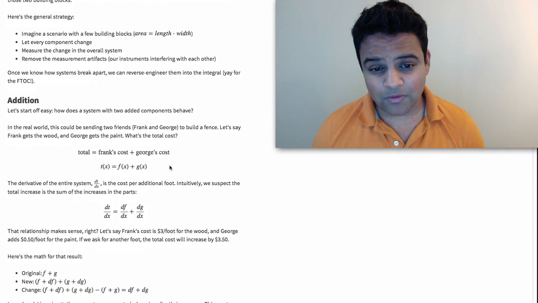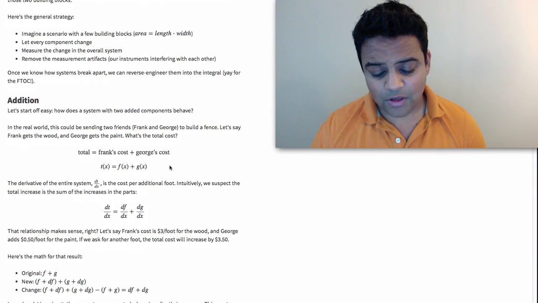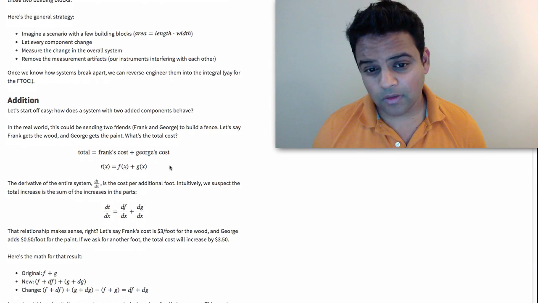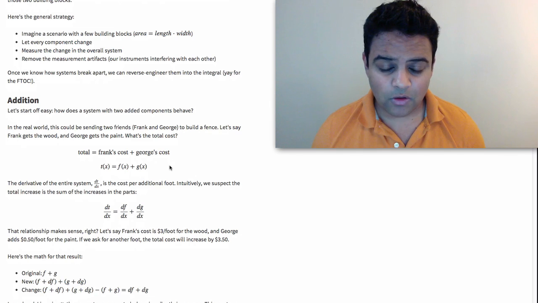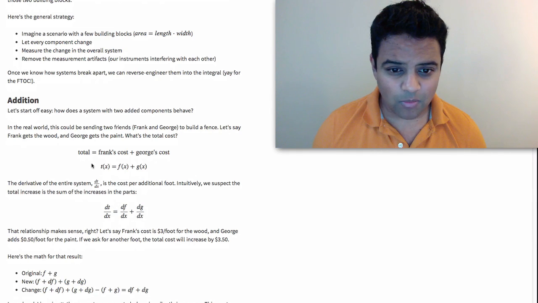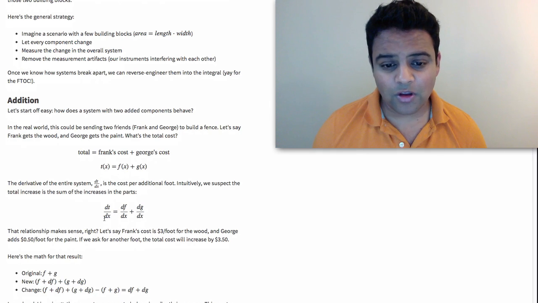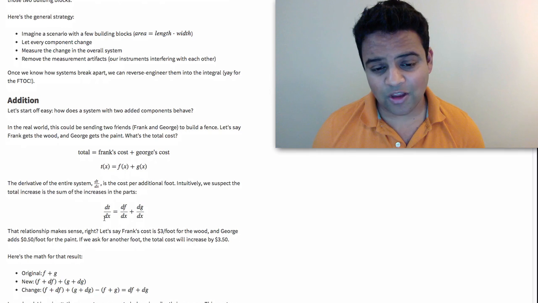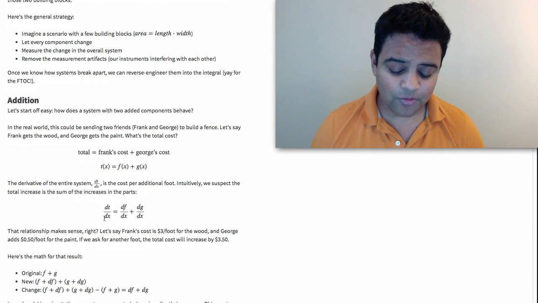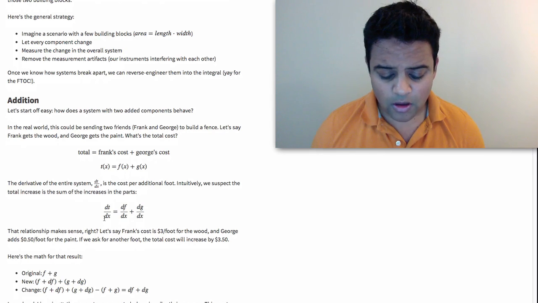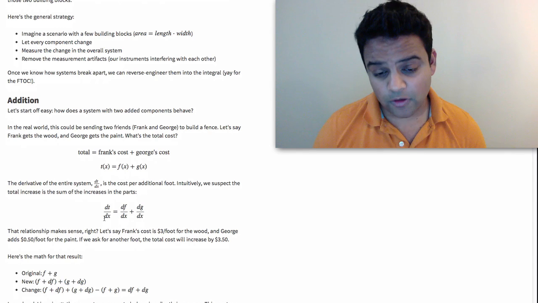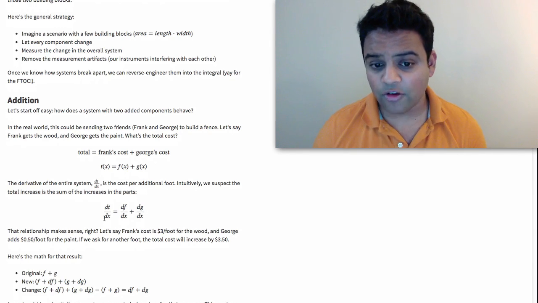Now when we take the derivative, what we're saying is, for every additional foot that I ask for, how much does the cost go up? Well, in this case, we can take this equation here, T, the total, equals Frank's plus George's cost. We can differentiate the whole thing with respect to x. And again, what that's saying is, I want to know the pattern of changes that I'll see in the cost, but write it in terms of what we're seeing with Frank's cost and George's cost.